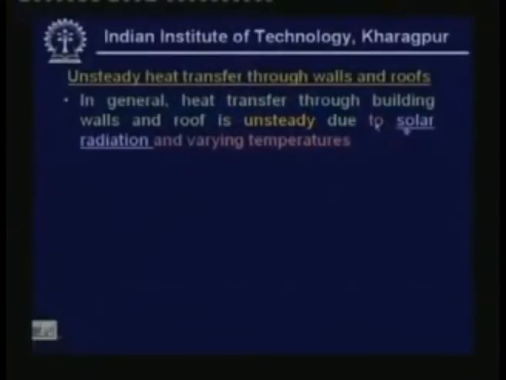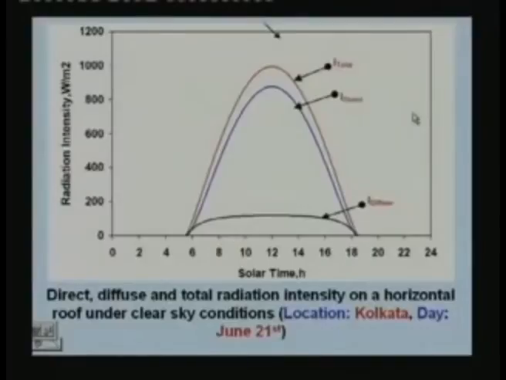For example, let me show a solar radiation and how the solar radiation varies. So this is a typical variation of direct, diffuse and total radiation incident intensity on a horizontal roof under clear sky conditions, and the data holds good for Kolkata, and the day is June 21st.